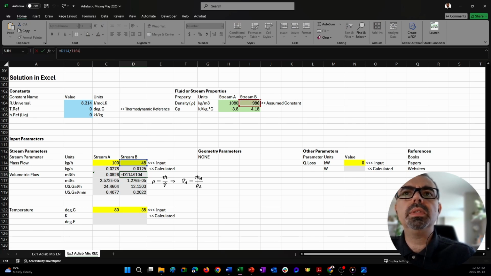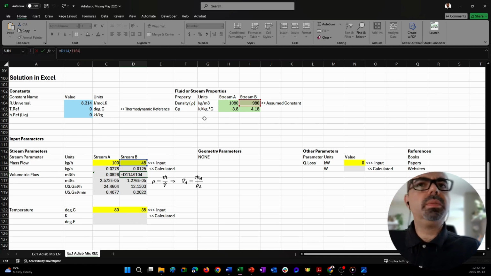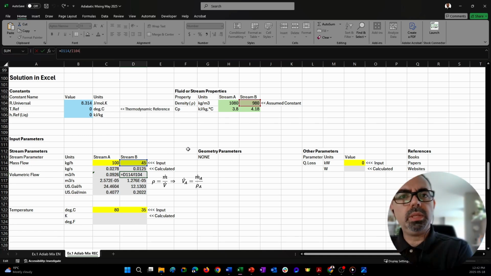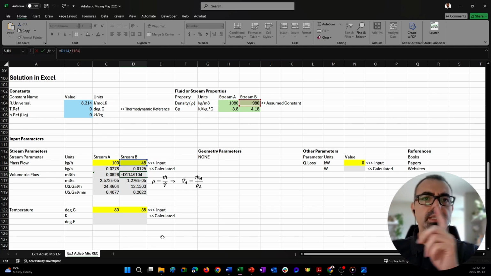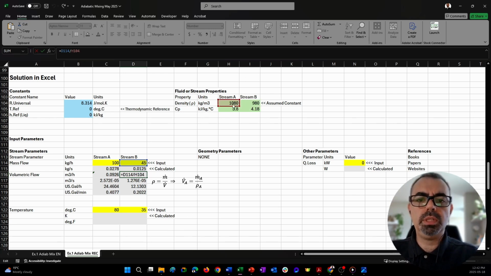It's now referring to the stream B density and the stream B flow rate. I organized it this way on purpose because I knew I was going to be able to do the dragging in that direction. So you have to be always vigilant on checking, when you drag a formula, if it is going to be pointing to the correct cell that you want. If not, you have to manually move it to the correct position that you want.